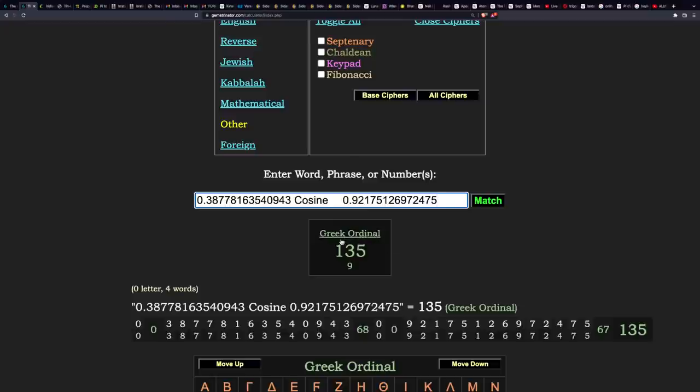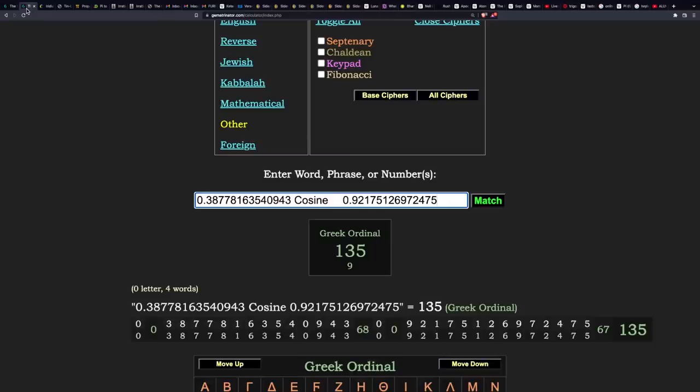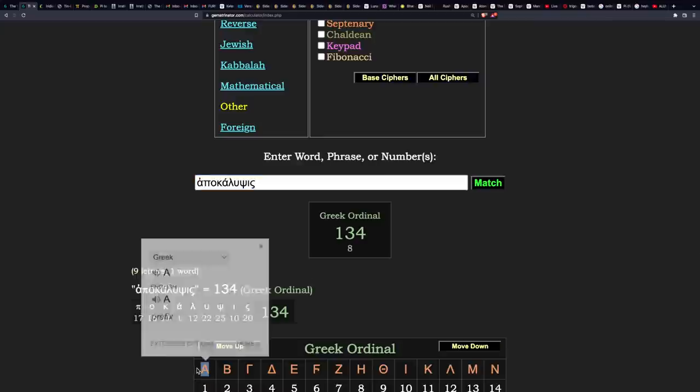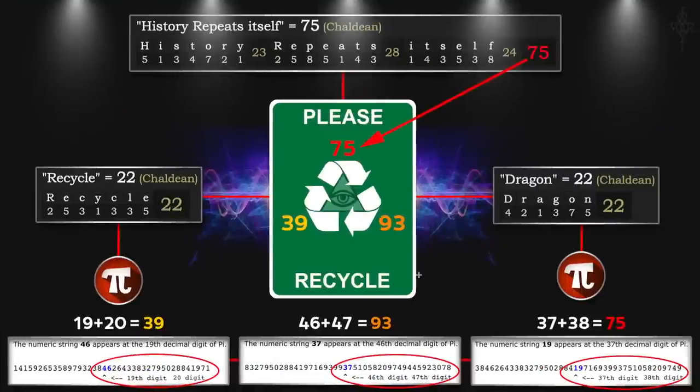What's really interesting about this 135 is I had just done this with Jordan. It's tied to this word right here called apocalypse. So when we put this in here, you got to get the A. So it doesn't pick up the A, but there it is. Apocalypse is 135. So what is this telling us? Well, history repeats itself. The apocalypse is part of that. The great revealing is part of that.